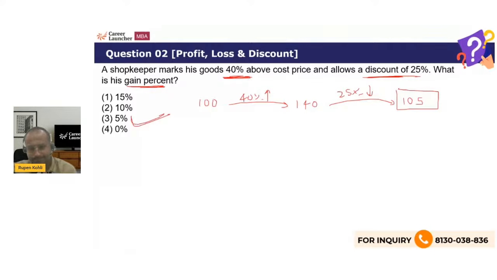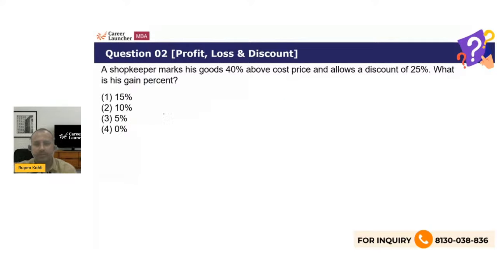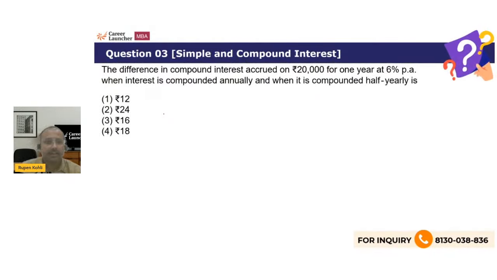Okay. Good, good. Let's see the next one. So this was an easy one, right? Another one on arithmetic. Okay, simple and compound interest.